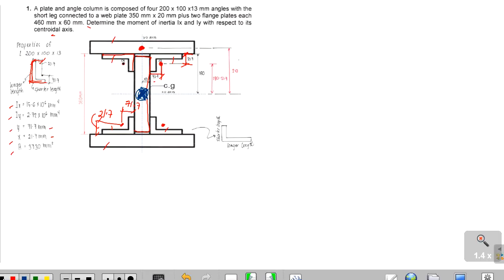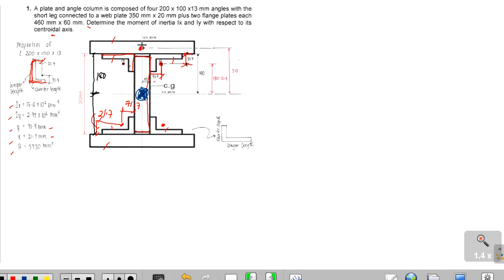Okay, so finding the distances, solving for the distances. If this is 360, half of 360 is 180. And from the centroid of the angle to the centroid of the whole section, if that is 180, this is 21.7, the distance is 180 minus 21.7. That is the distance of the centroid of the 4 angles from the X axis. We have 1, 2, 3, 4, and since symmetrical, distances from up and down times 4.